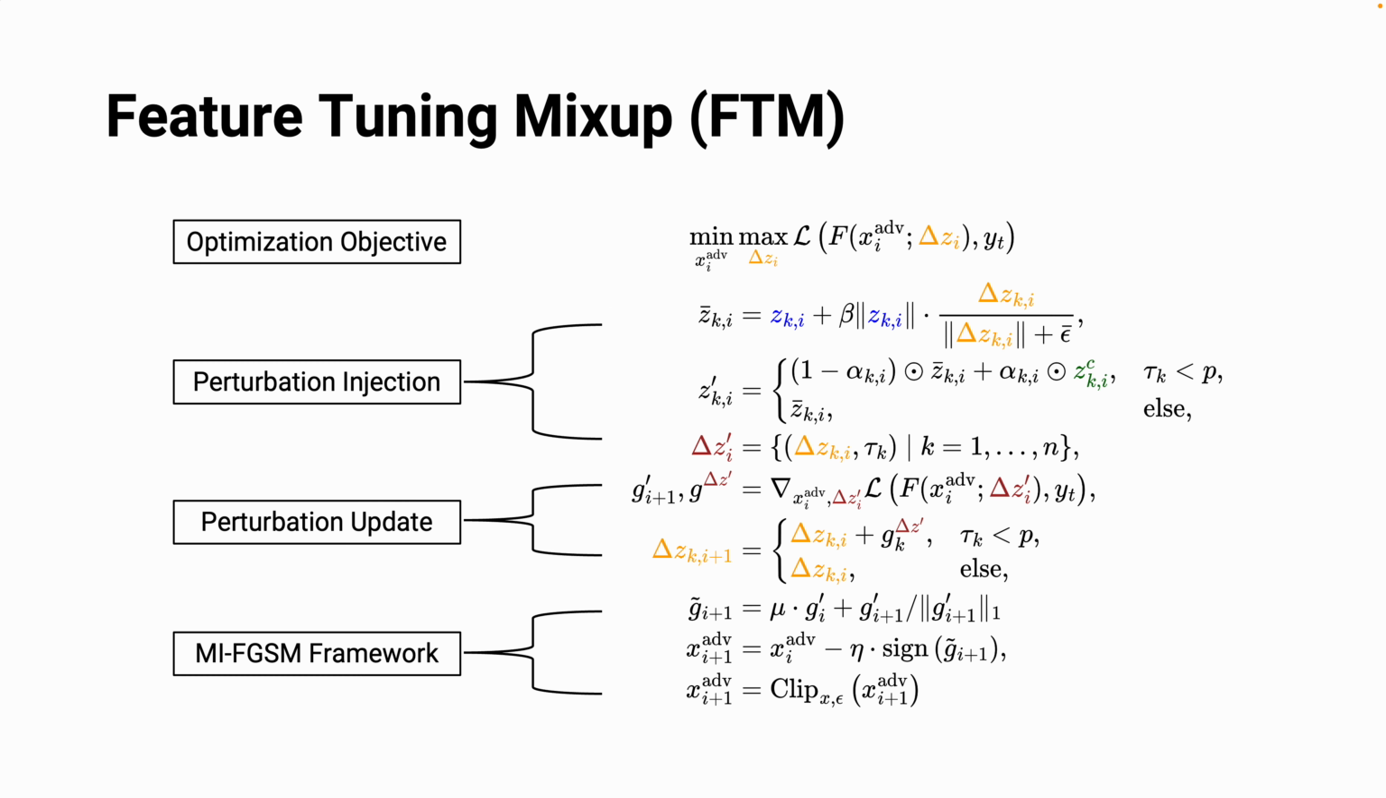The goal of FTM is to minimize the adversarial loss while maximizing the impact of learnable perturbations. FTM has two main stages: perturbation injection and perturbation update. In the injection stage, we combine CFM with our learnable perturbations to introduce feature-level noises. The entire method is built on the MI-FGSM framework.